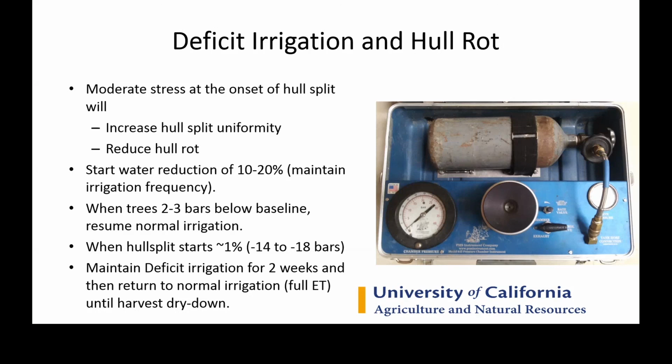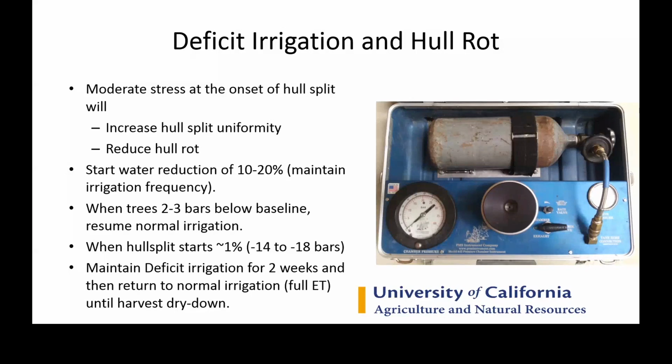So how do we start applying the deficit irrigation? If you're going to use it for the first time, it's always recommended to slightly reduce your irrigation by 10 to 20% of the amount of water you apply to the orchard. It's very important that we maintain the irrigation frequency. So if we are irrigating twice a week, we keep the irrigation at twice a week. However, we only reduce the amount of water we add each time by 10 to 20%.